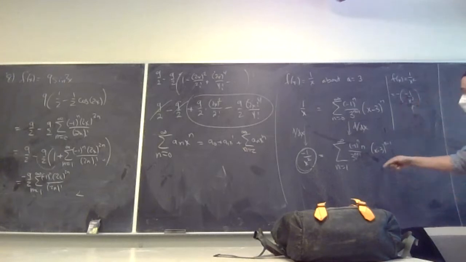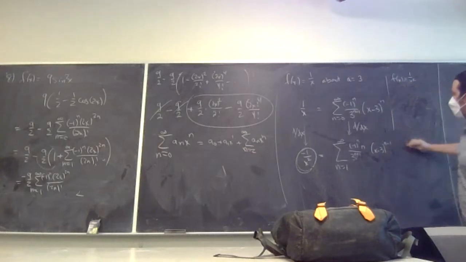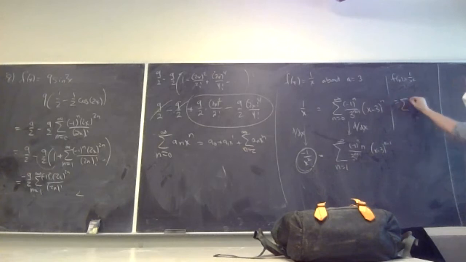So the actual answer here is that this turns out to be the sum of -1 to the n plus 1 and x minus 3 to the n minus 1 over 3 to the n plus 1. Yeah, that's exactly what you do, right? You just multiply by -1, but then it piles into the other -1s. All you're doing is switching the order that the alternation happens.